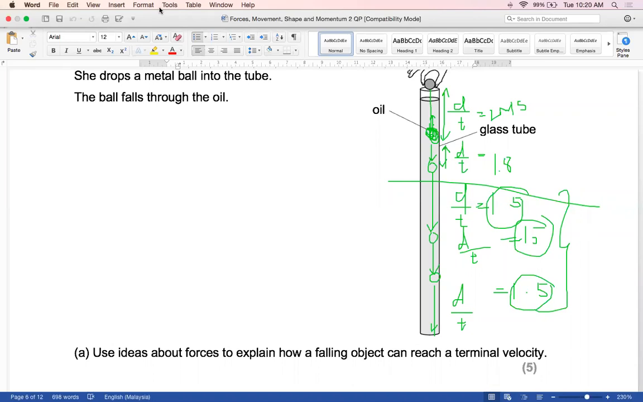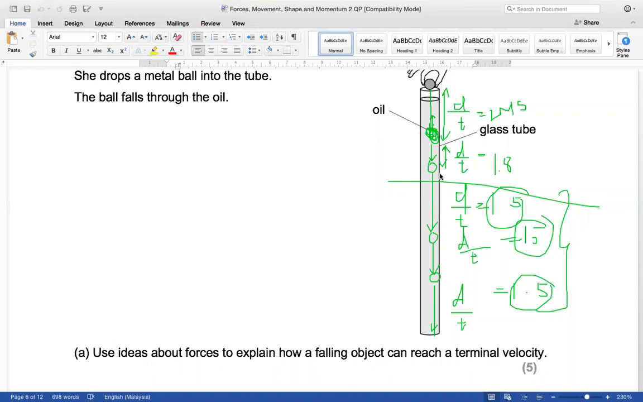And this is the third one you want to add: repeat these steps at the lower part of the glass tube. So basically here, not just once or twice, but even at the bottom. Repeat these steps at the lower part of the glass tube, because towards the lower part is where you're going to reach the terminal velocity eventually.